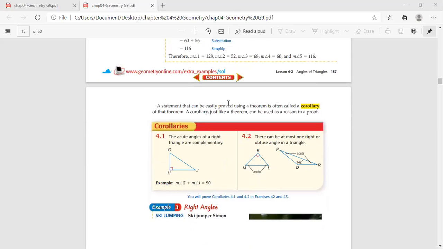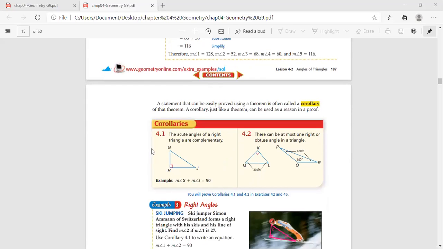Like what? The acute angles of a right triangle are complementary, right? So once you have a right triangle, the sum of the other two angles should be complementary, which means their sum should be equal to how many? Complementary means 90 degrees. The first corollary.